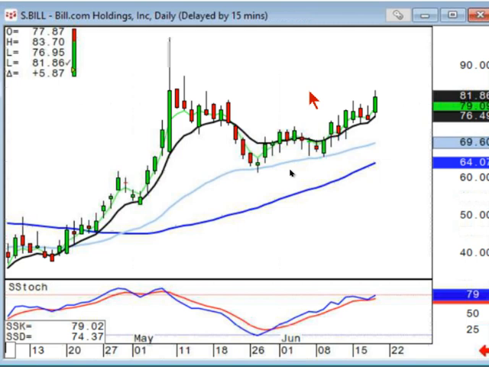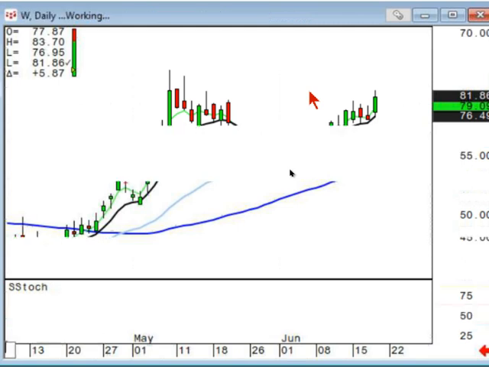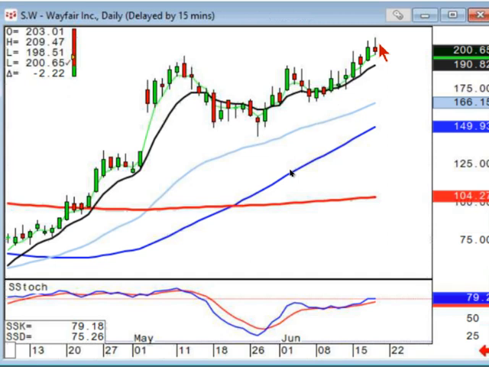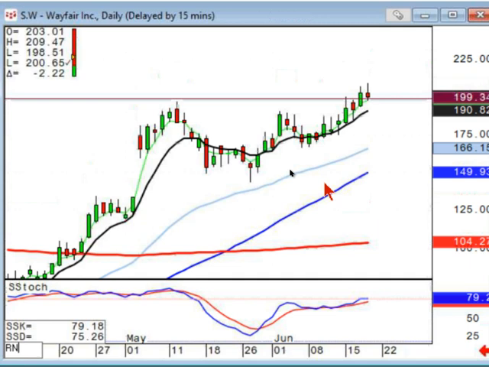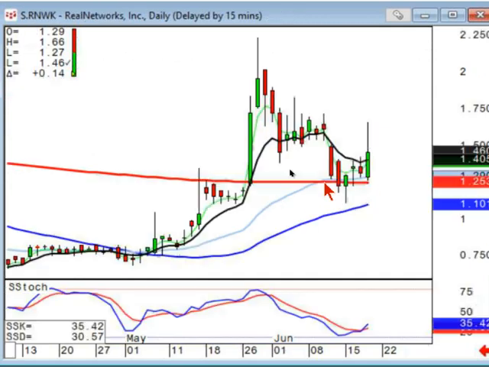Now you stay long as it stays above the T-line. Wayfair was at the breakout level. You can still buy this one on positive trading because there's your fry pan bottom breakout. RNWK. Nothing great yet. You do have a bullish engulfing. If it opens positive, you can start buying it, and then you put your safety stop just below the T-line.